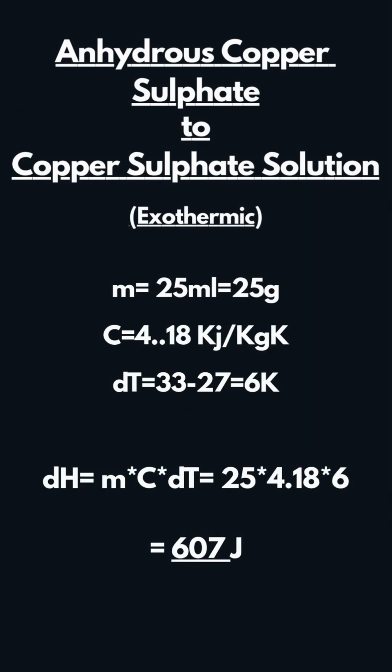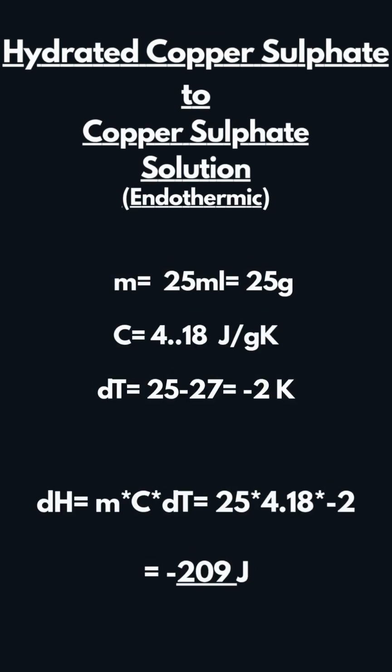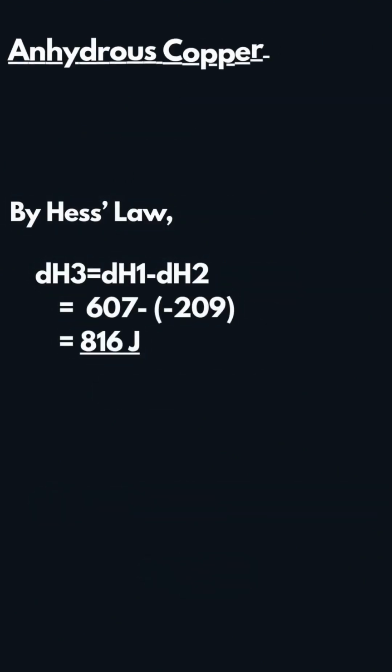Using the equation Q = mcΔT, we calculate the energy change for each process. The enthalpy change for dissolving anhydrous copper(II) sulfate is found to be +607 joules. For the hydrated copper(II) sulfate, the enthalpy change is 209 joules.